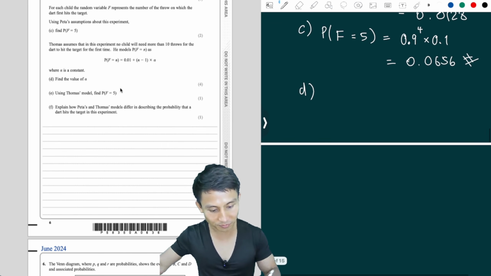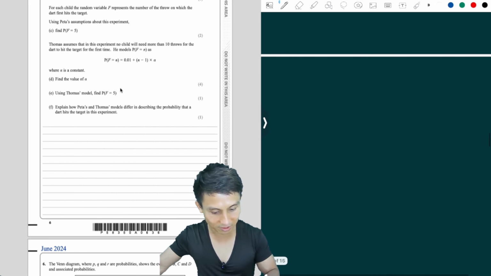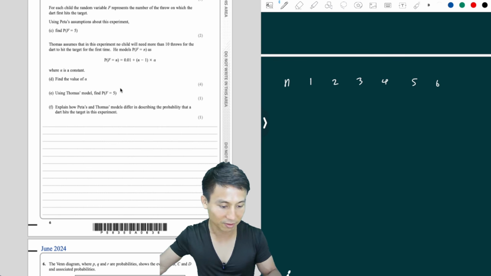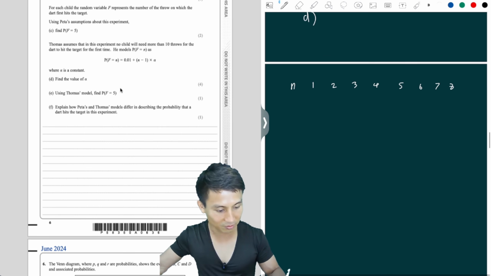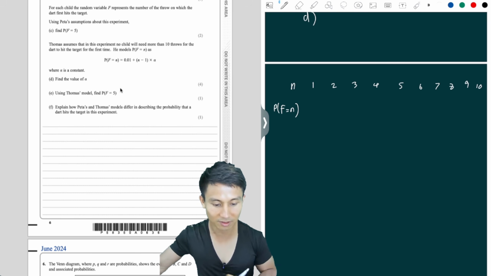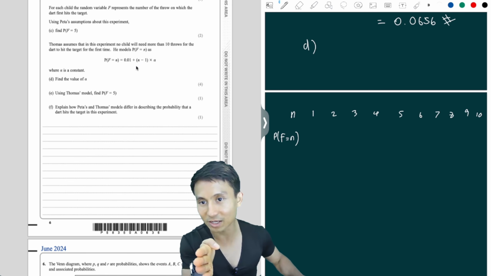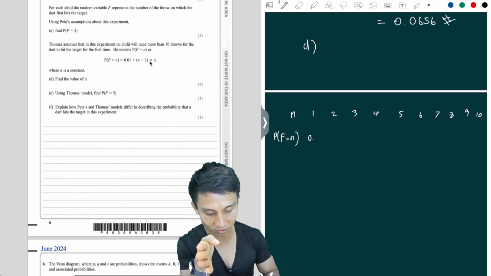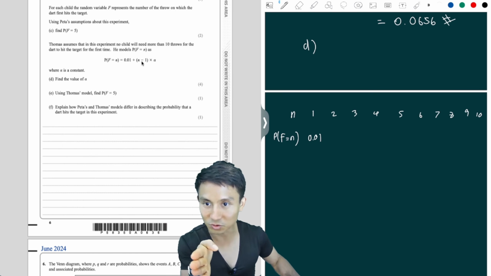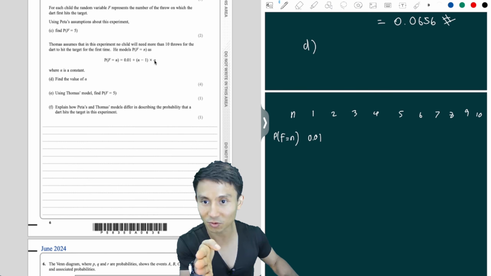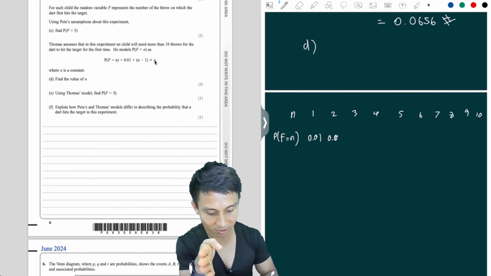Okay, so we're just going to do a table. I'm going to write n, and then 1, 2, 3, 4, 5, 6, 7, 8, 9, 10, and then P(F = n). For n equals 1, if you plug 1 in here, this goes to 0, so we get 0.01. If n equals 2, this is going to be 0.01 plus alpha.